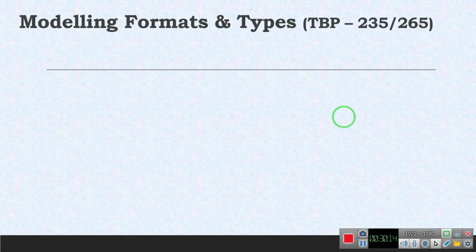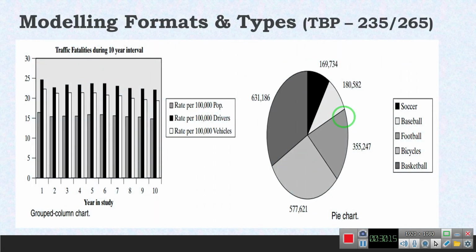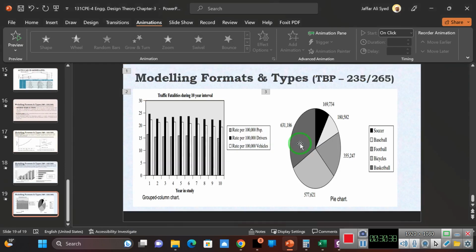These are some examples: traffic facilities during a 10-year interval can be shown in a vertical column chart, and you can show a pie chart also, showing how many different items there are, like soccer, basketball, football, bicycles. So this is about our formats and abstraction.